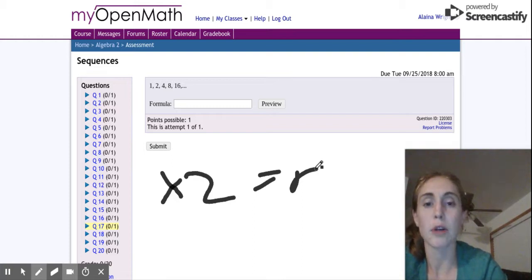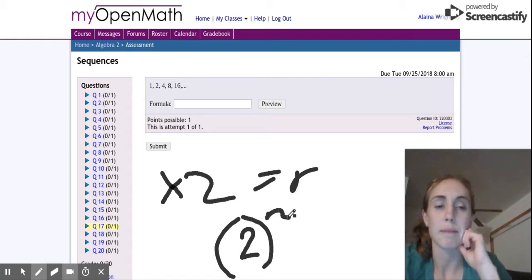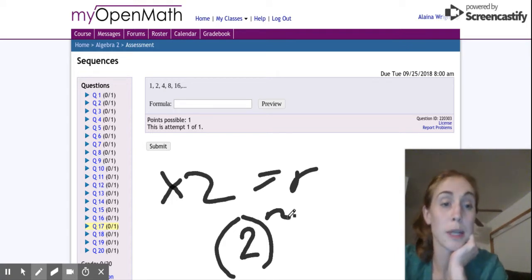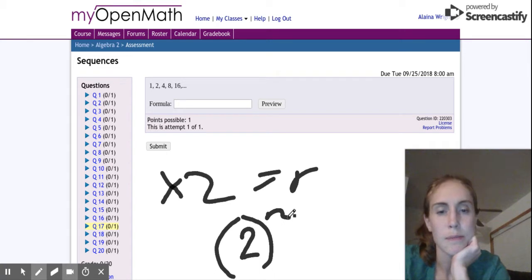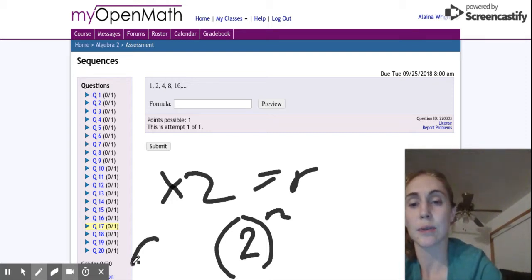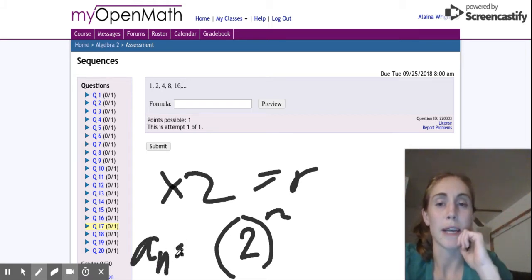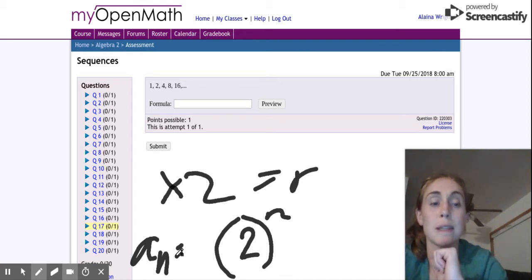Since I'm repetitively multiplying by 2, I'm going to have a formula that involves raising 2 to the nth power, or x. It depends on what you're dealing with. But when it says formula in your homework, it's kind of looking for the n's. If it says function, it's looking for the x's. I won't be too picky about it, though. So to get to any term in the sequence, we need to take 2 and raise it to the power of n.